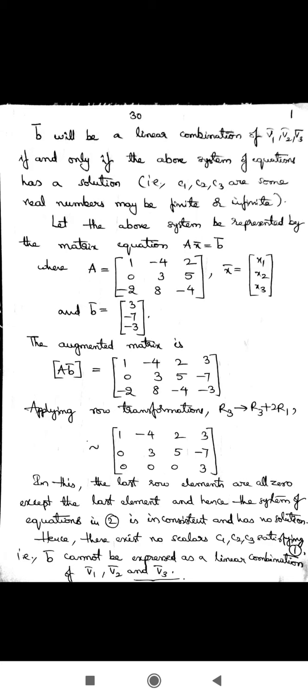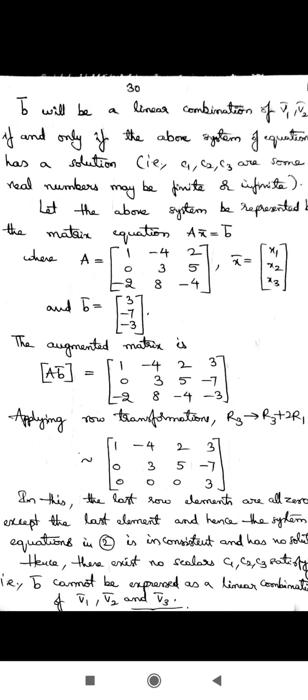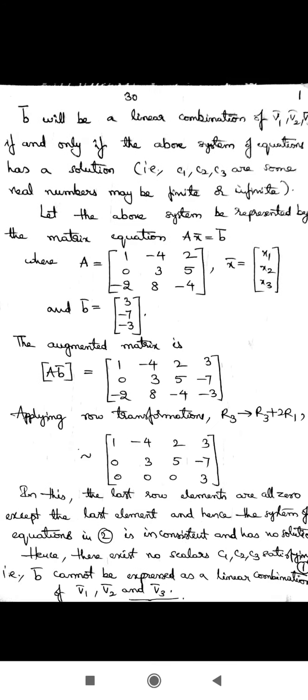Hence there exist no scalars C1, C2, C3 satisfying equation 1, where we have taken B bar as the linear combination of V1 bar, V2 bar, V3 bar using the scalar multiples C1, C2, C3. Now we could see that there exist no real values for C1, C2, C3, and that is how the linear combination is not possible. That means B bar cannot be expressed as a linear combination of V1 bar, V2 bar and V3 bar.